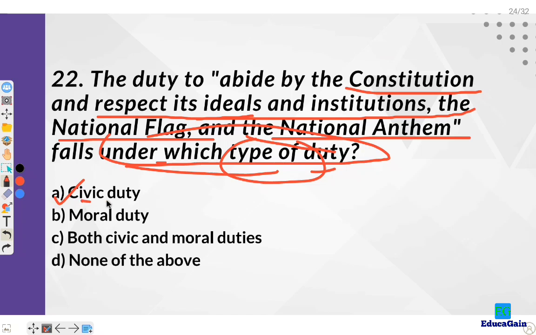A saying civil duty, B saying moral duty, C saying both civil and moral duties, and D none of the above. The correct answer is both civic and moral duties. The Constitution and the respect of ideals and the institutions and the national flag and the national anthem are which type of duty? Both civic and moral duties.